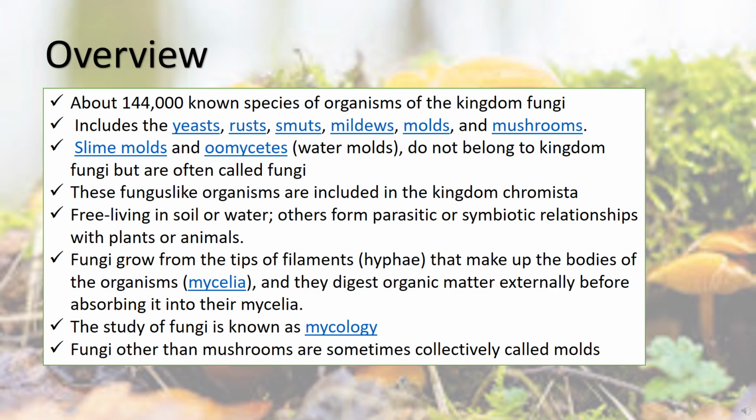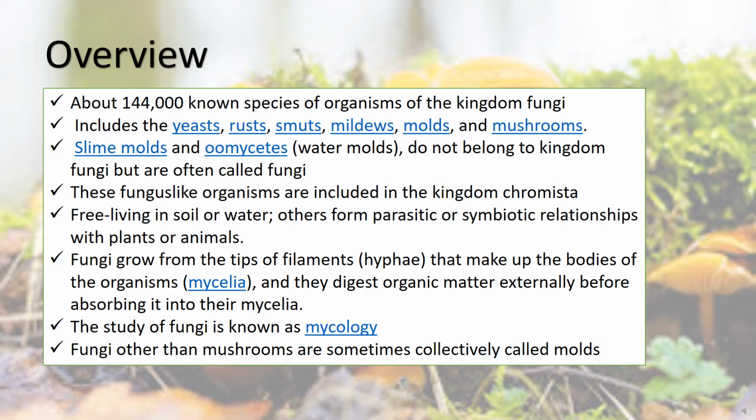Fungus. Any of about 144,000 known species of organisms of the kingdom Fungi, which includes the yeasts, rusts, smuts, mildews, molds, and mushrooms. There are also many fungus-like organisms, including slime molds and oomycetes, water molds, that do not belong to kingdom Fungi, but are often called fungi. Many of these fungus-like organisms are included in the kingdom Chromista. Fungi are among the most widely distributed organisms on Earth and are of great environmental and medical importance.